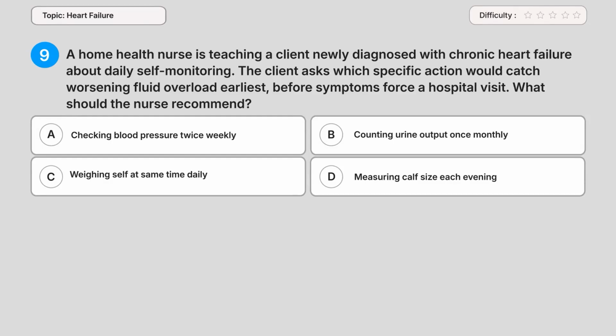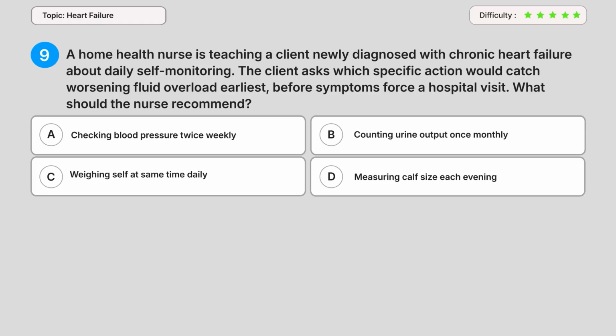9. A home health nurse is teaching a client newly diagnosed with chronic heart failure about daily self-monitoring. The client asks which specific action would catch worsening fluid overload earliest, before symptoms force a hospital visit. What should the nurse recommend?